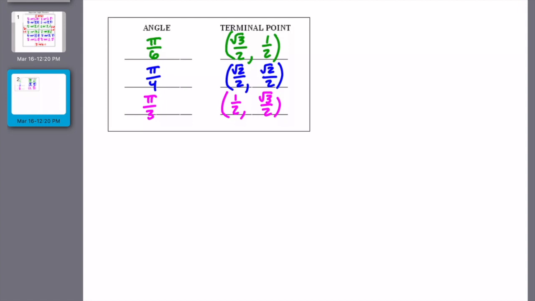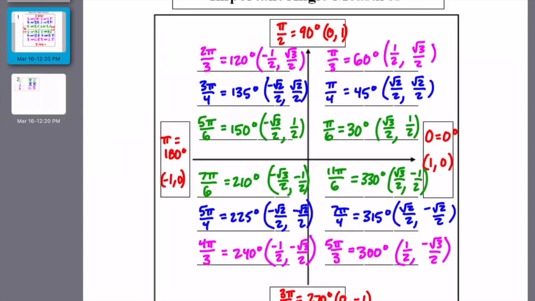This sheet is going to be handy because we are going to use these radian and angle measures quite a bit in Chapter 7. If you have this handy when you're working on homework, it'll make your life a little bit easier.